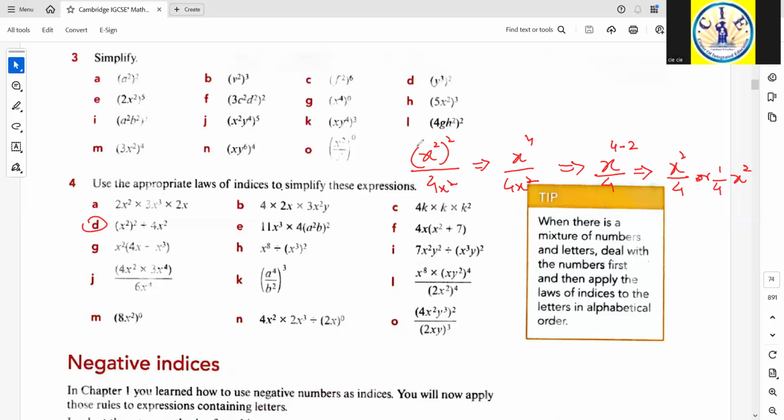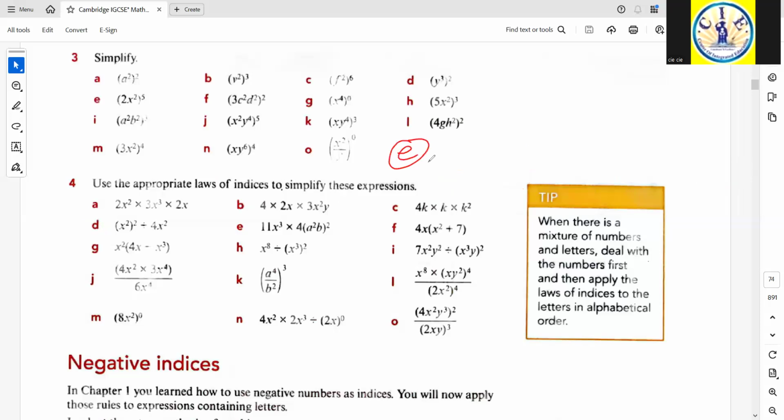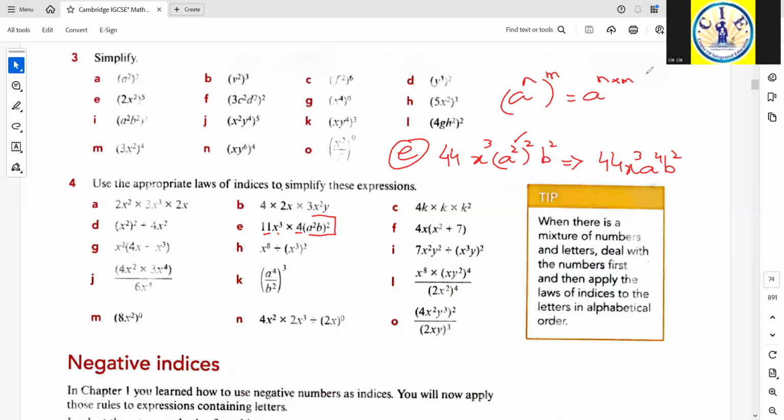Okay, now it's part E. 11 times 4, that is 44. Then this is x cubed, and then we need to simplify this. A squared whole raised to power 2, then b raised to power 2, which will give us 44 x cubed a raised to the power 4 b raised to power 2. Here we have applied the rule: whenever a number has got two powers, both of the powers get multiplied.